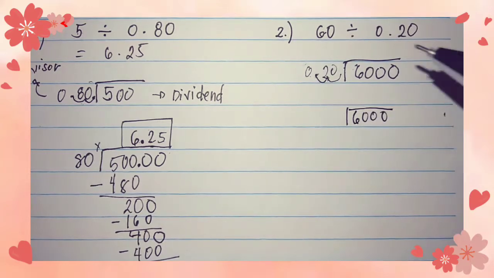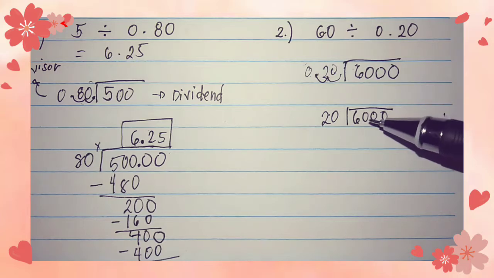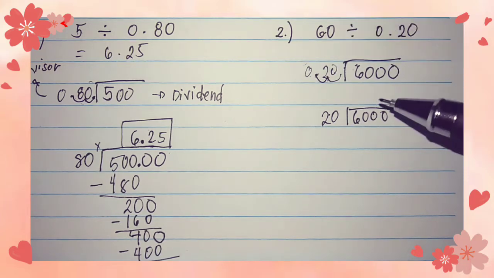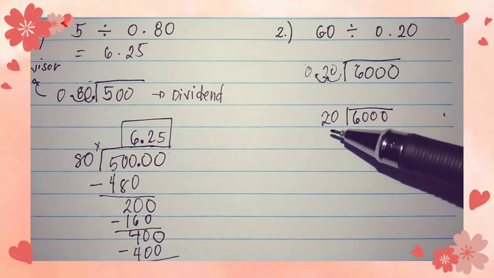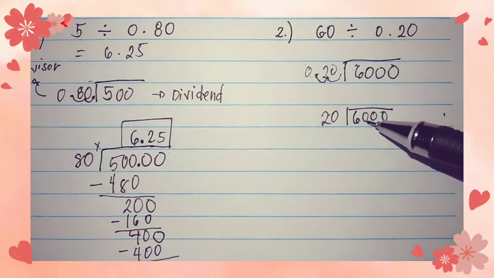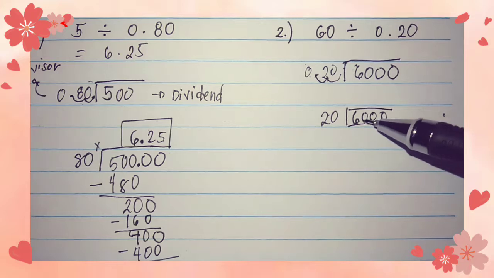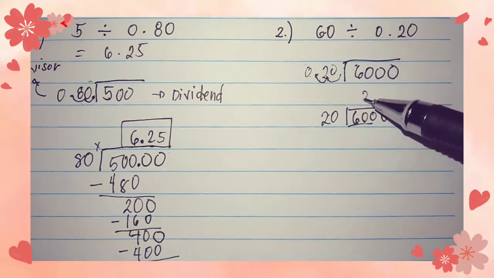6,000 divided by 20. Okay? So, naging whole number and naging 6,000 siya. Itong 60 natin. 6 divided by 20, hindi pwede, no? Since mas maliit si 6 kesa kay 20. So, sama na natin si 0. Ayan. 60 divided by 20 is 3.